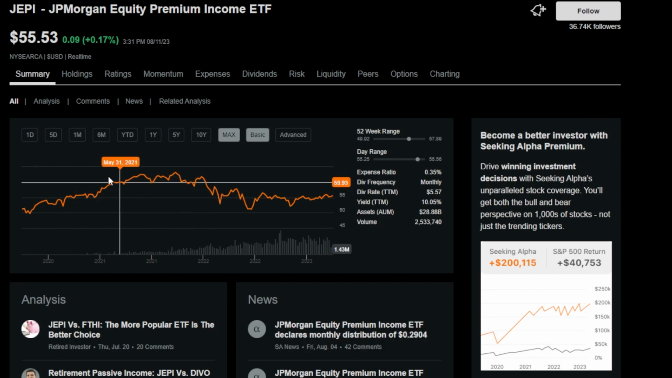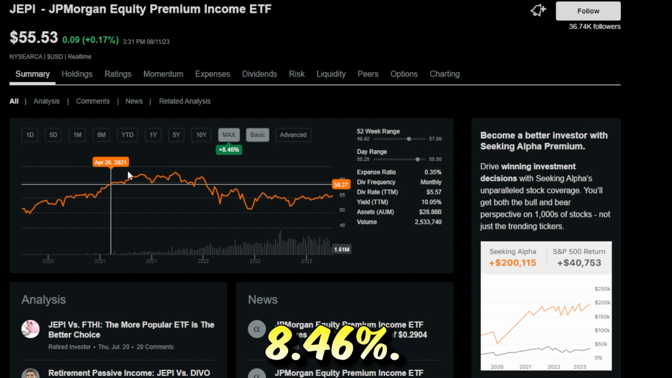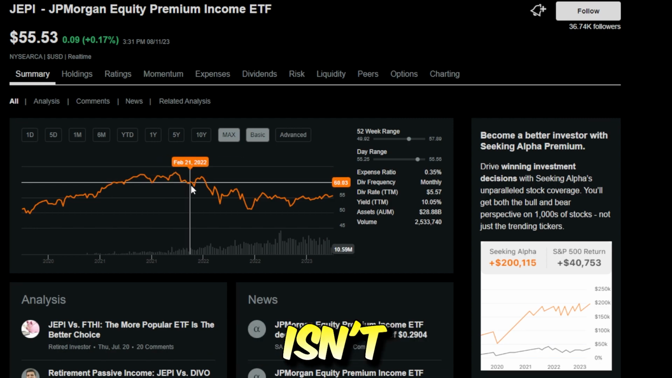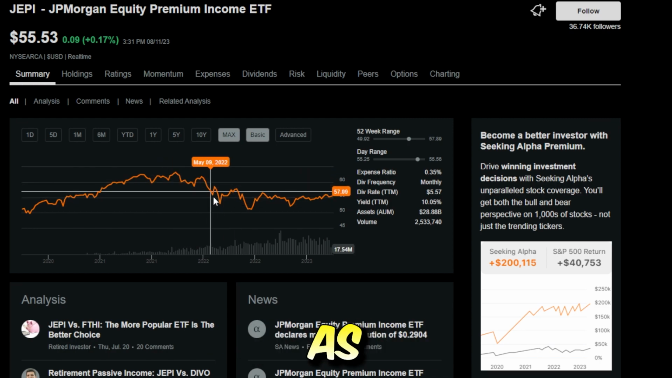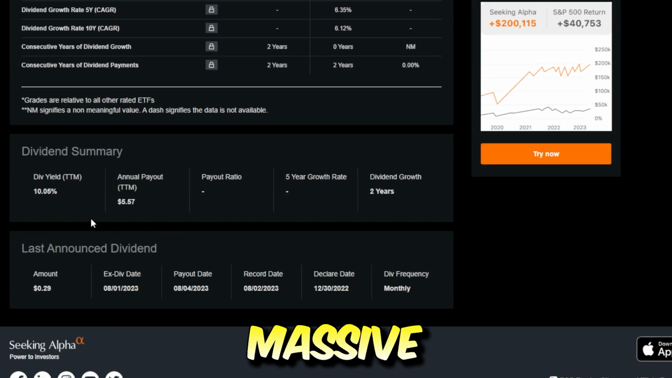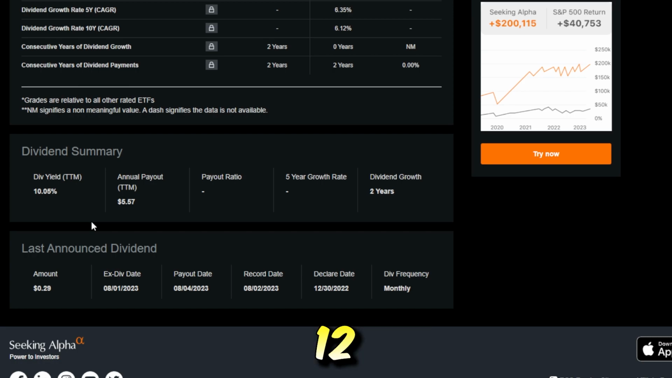JEPI, as far as ETF price, is only up 8.46%, and as you can see, the overall ETF price isn't really doing all that hot, at least as of the last year or so. But JEPI does have a massive starting dividend yield of around 10%, at least that's what the trailing 12 months was. JEPI pays a monthly dividend, the last one being around 29 cents per share.